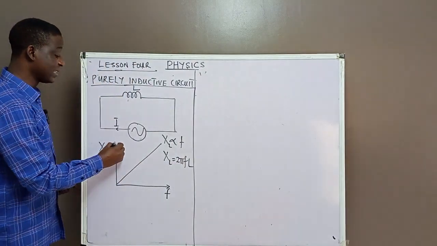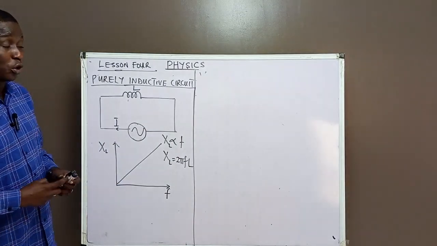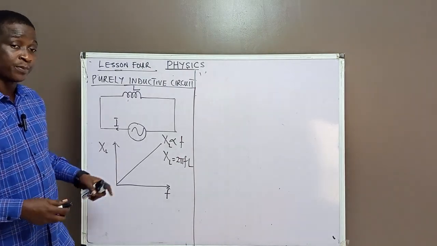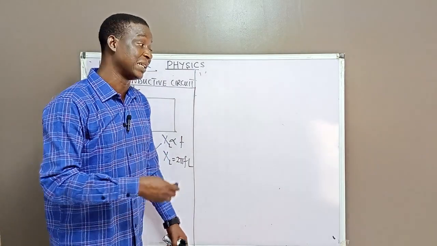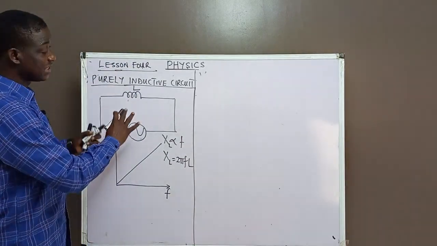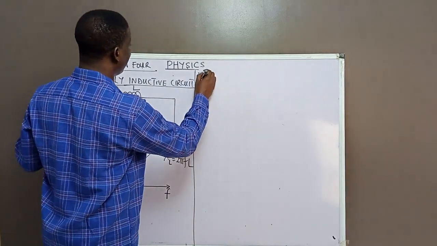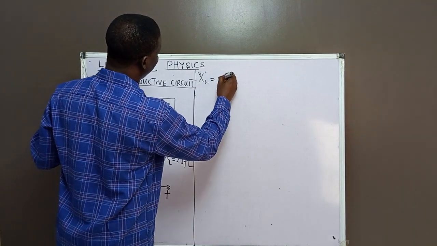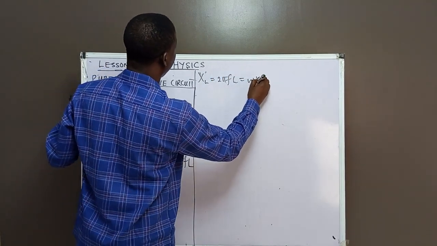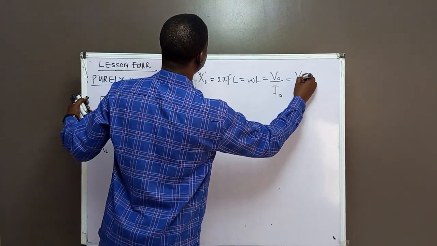I'll show you the graph of resistance against frequency, and reactance across the inductor against frequency, which is what we are seeing. We have shown reactance across the capacitor against frequency. We're going to combine them in our next class. I think this is a basic thing that we need to know. Number one, you must not forget your formula. XL equal to 2 pi FL equal to WL equal to V naught over I naught equal to what?